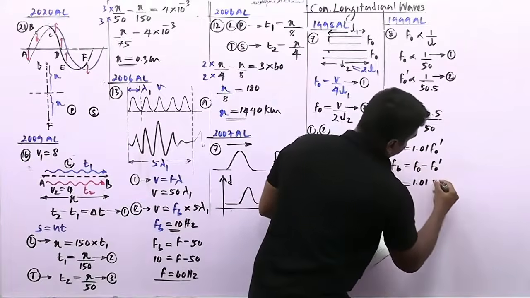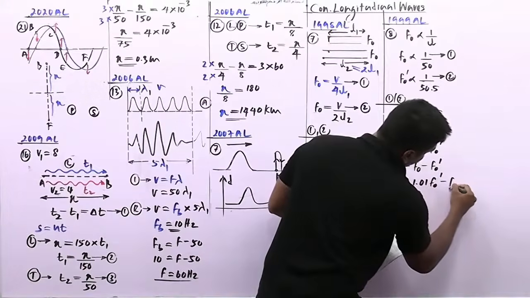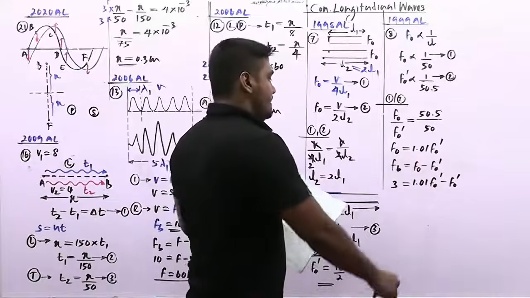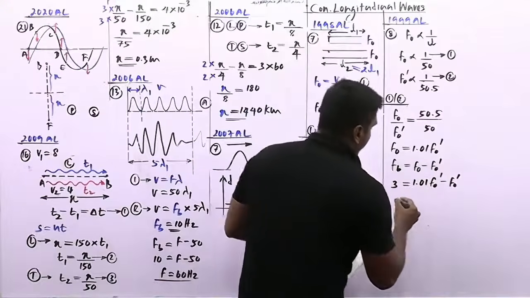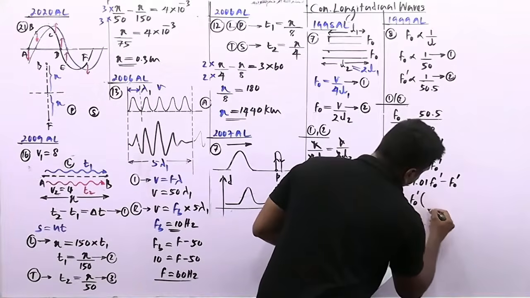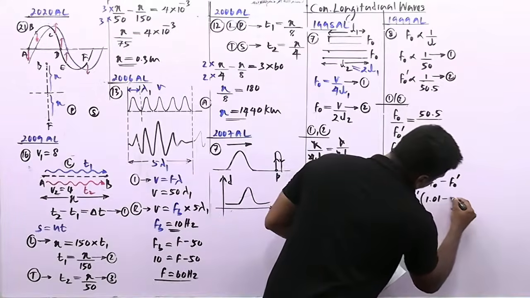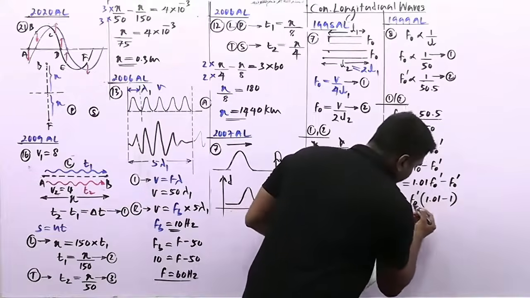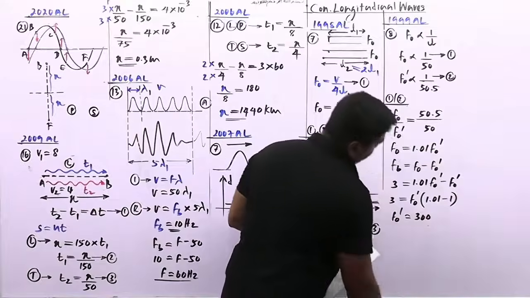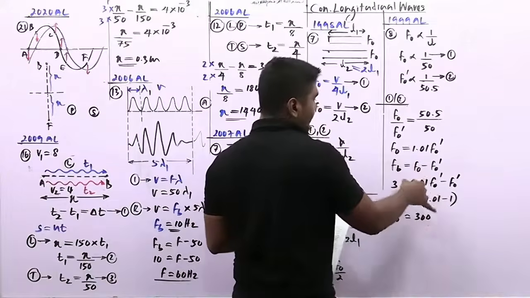1.01 F naught dash minus F naught dash. Now you can easily find the F naught dash value. Then 3 equals, if you take F naught dash as your common factor out, 1.01 minus 1. Finally, F naught dash going to be how much? 300 hertz.